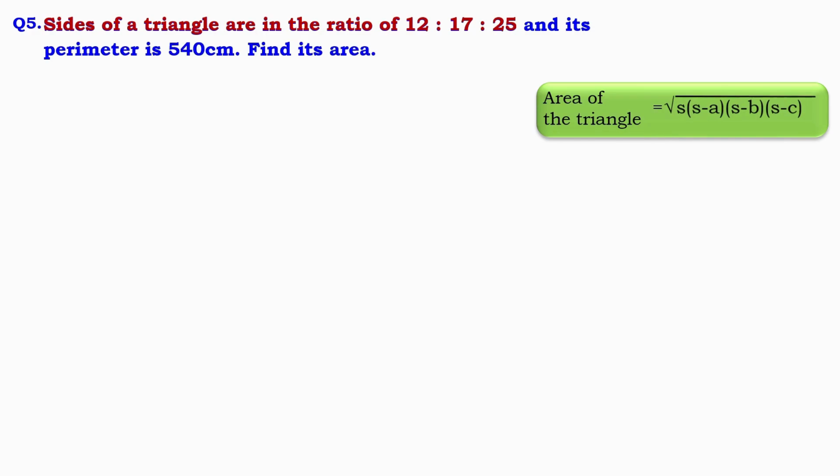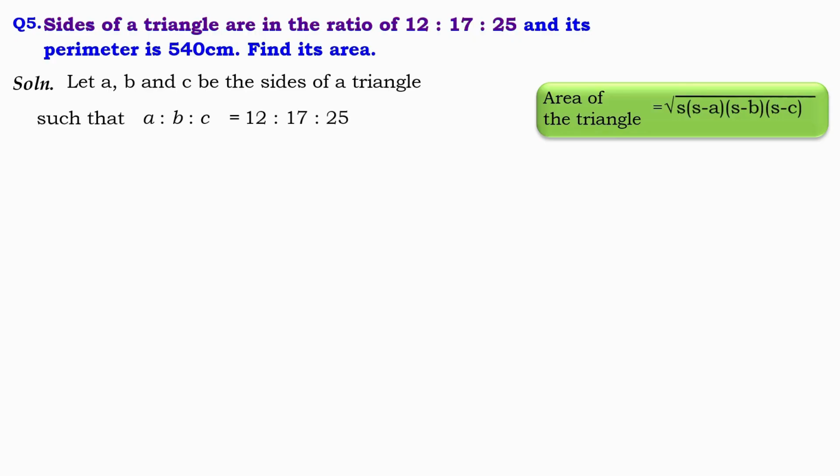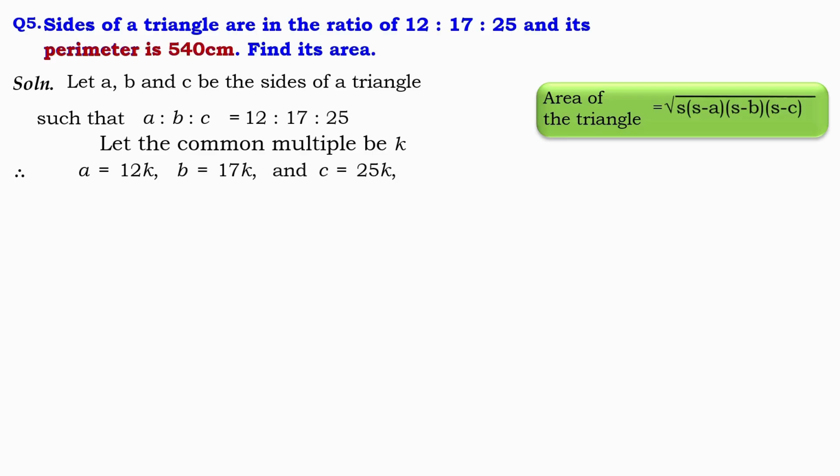Now here sides of the triangle, they are given in the ratio format, right? So let a, b and c be the sides of the triangle such that a is to b is to c is equal to 12 is to 17 is to 25. So let the common multiple be k. So now a will become 12k, b is 17k and c is 25k. And the perimeter will be, what is given? Perimeter is given as 540 centimeter.